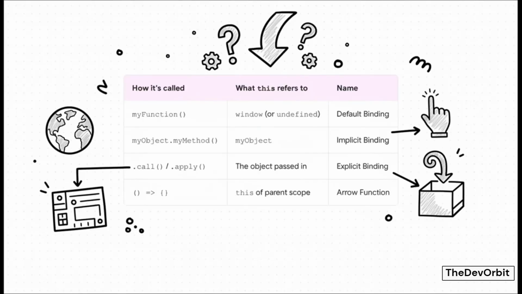Okay, let's demystify this. The absolute number one thing to remember is that the value of this has nothing to do with where the function is written. It has everything to do with how the function is called. And there are really just 4 main rules you need to know. If you just call a function normally, this is the global window object. If you call it as a method on an object, like myObject.myMethod, then this is that object. You can also force this to be whatever you want using tools like .call. And then you have arrow functions. They're special. They don't get their own this at all. They just borrow it from their parent.